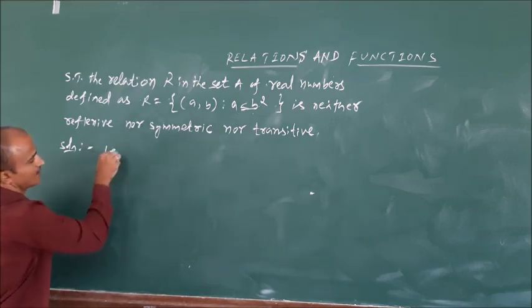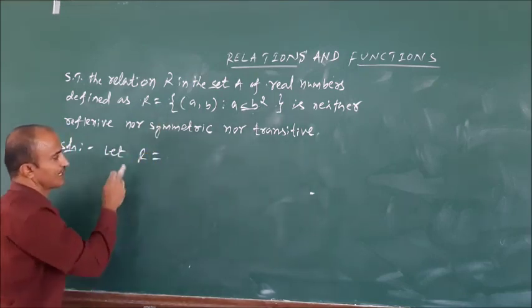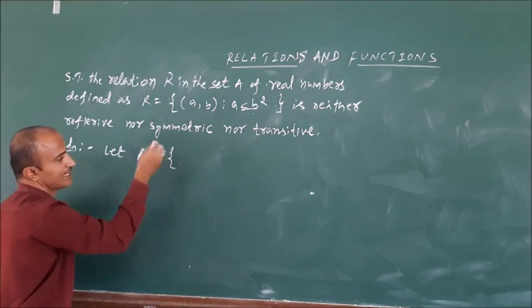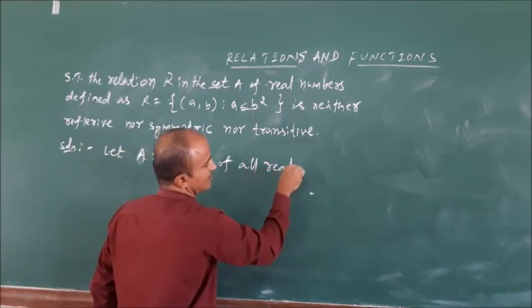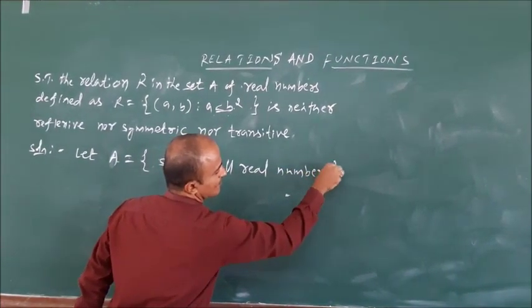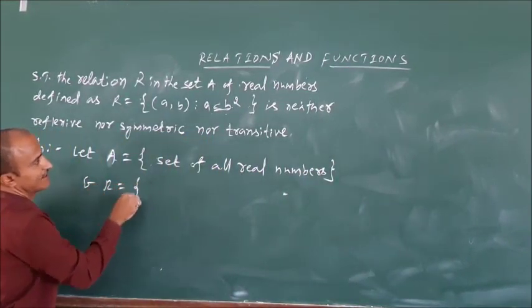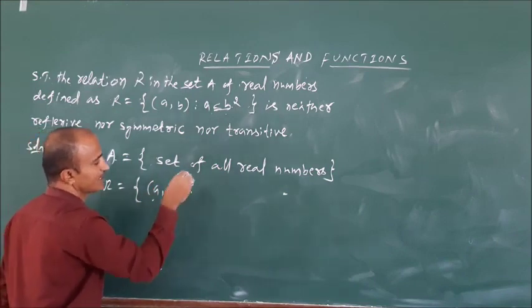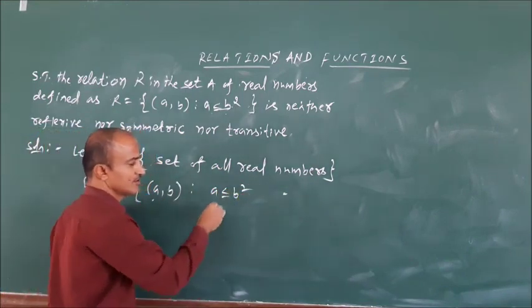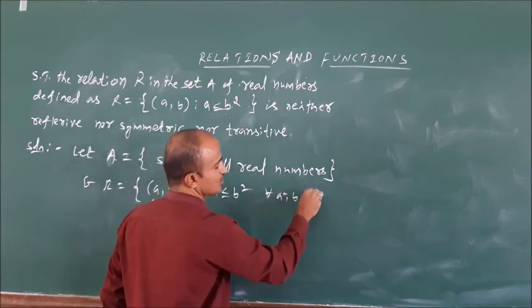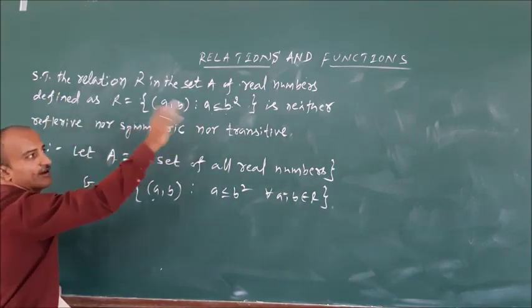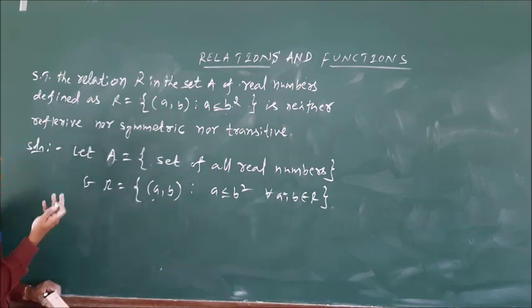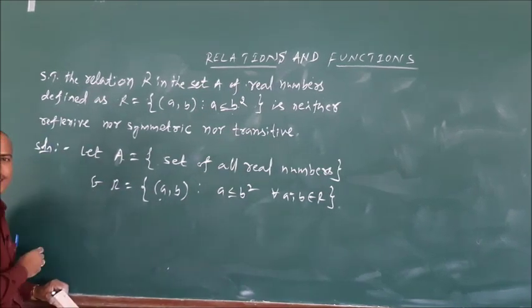Now here, let R be the set of all real numbers, and the relation R is given as the set of all ordered pairs (a, b) such that a is less than or equal to b square for all a, b belongs to R. Show that it is neither reflexive nor symmetric nor transitive, meaning it does not satisfy the conditions of reflexivity, symmetry and transitivity. Now, reflexive.